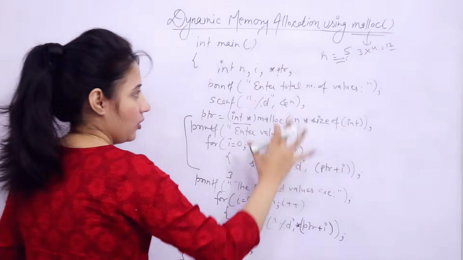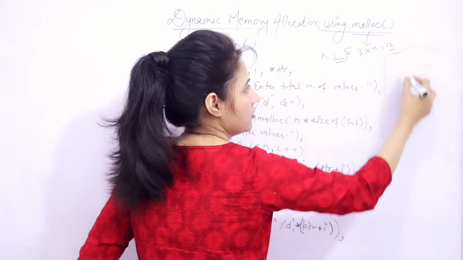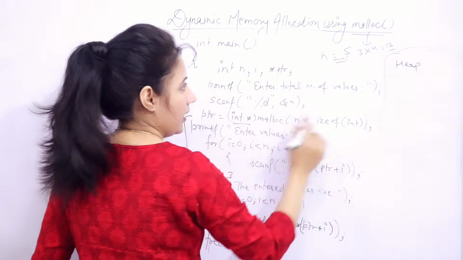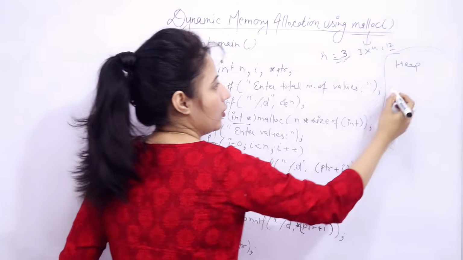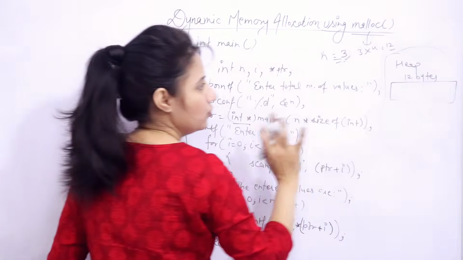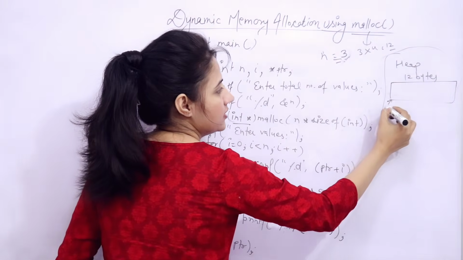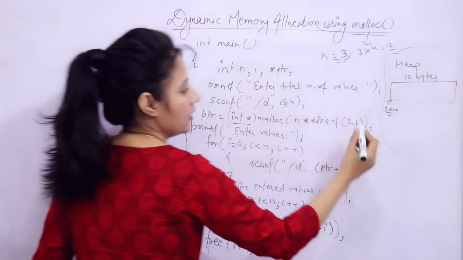Suppose one block of memory has been allocated from the heap, this is my heap, and the n value the user has entered is 3. So how many bytes would be allocated? A block of 12 bytes, 3 into 4, right. And suppose the base address is 2000, so it will return 2000, which would be stored in the pointer.